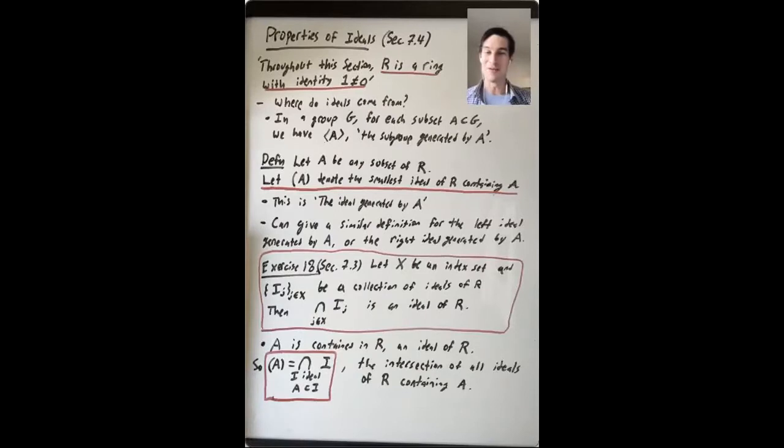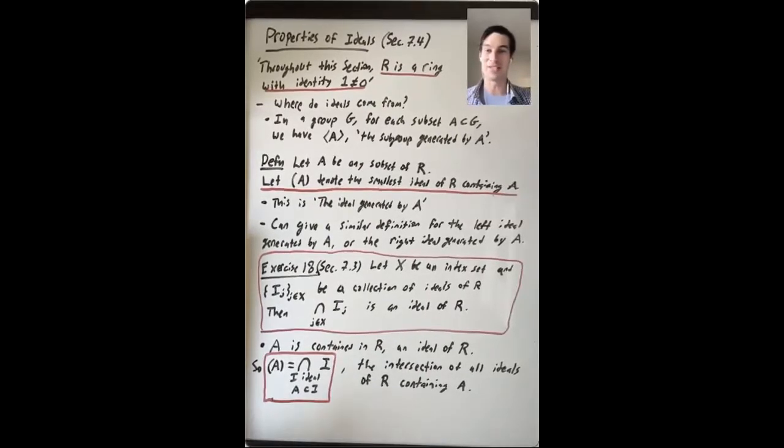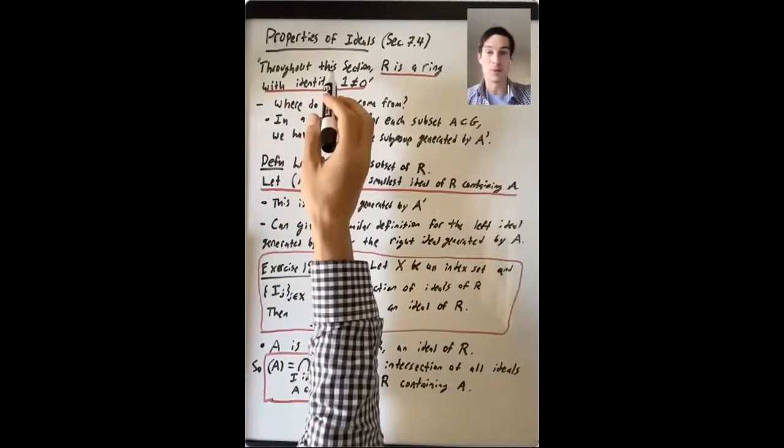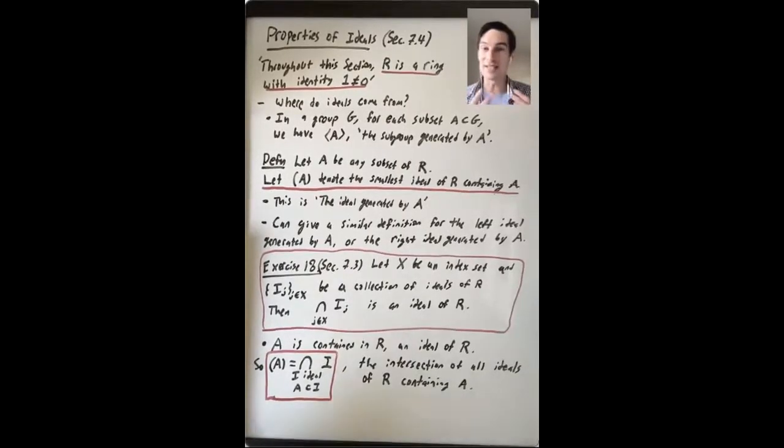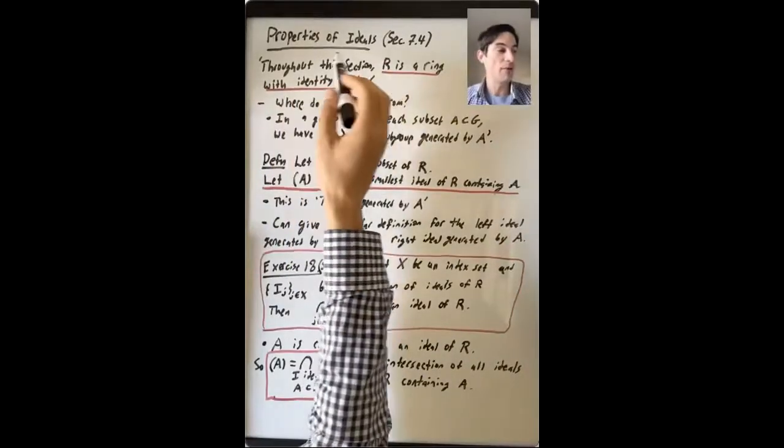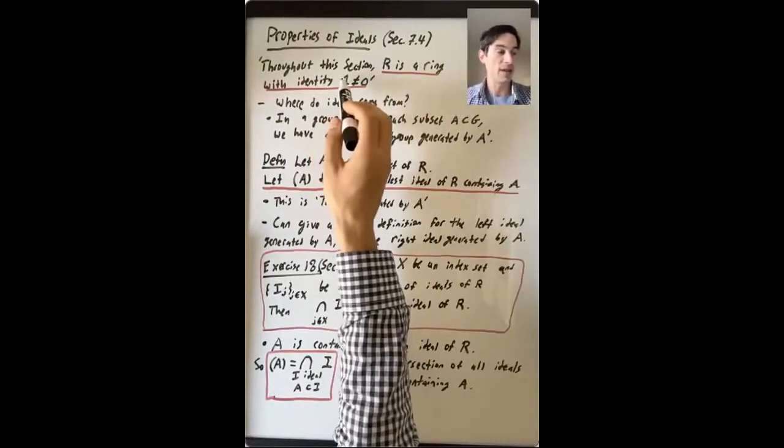Start this video by beginning the discussion of section 7.4 of Dummit and Foote, which is all about properties of ideals. And I really want to highlight that there is one sentence at the beginning of this section that is really important and is easy to forget it's there if you go into section 7.4 looking for the statement of a particular result. So Dummit and Foote start by saying, throughout this section, R is a ring with identity, 1 not equal to 0.